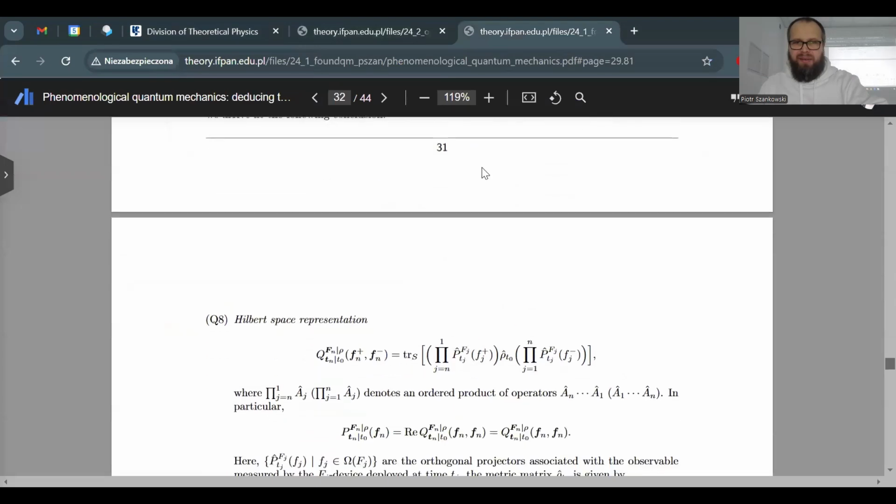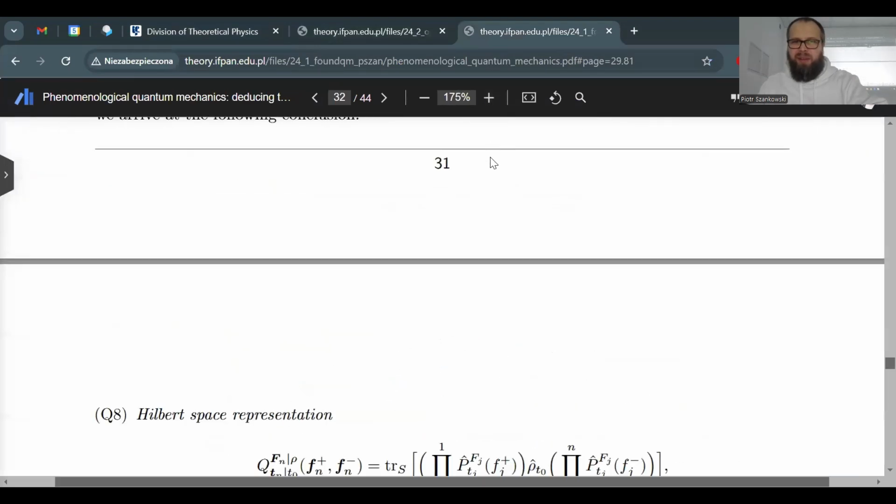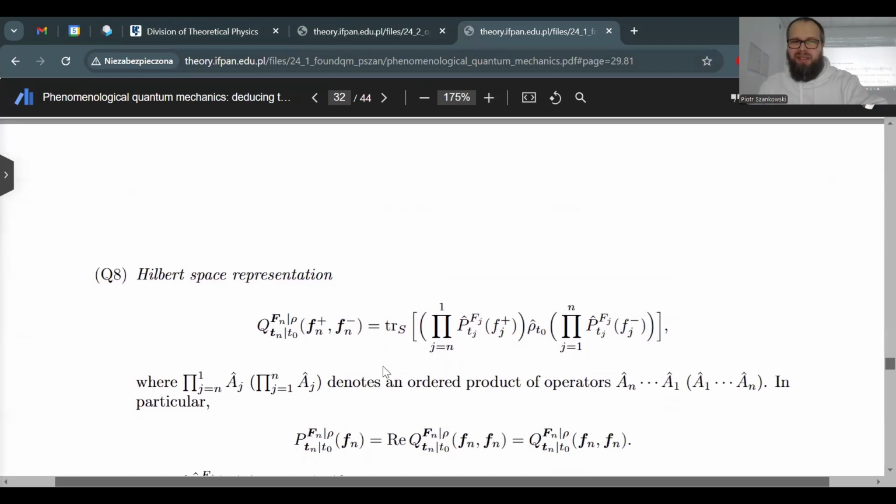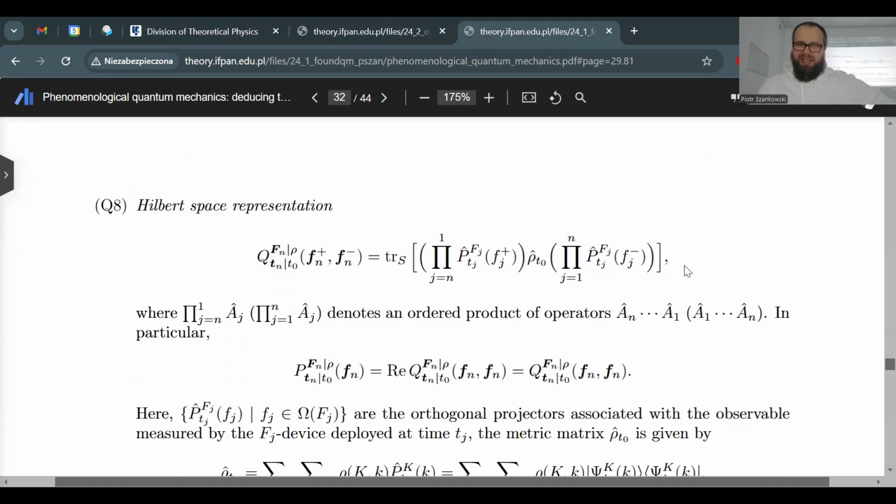Yeah, so we got our Hilbert space representation. The biprobability is given by this neat formula, right? We have an initial condition encoded in the density matrix in the middle, and we have a sequence of projection operators indexed by time that goes from T1 to Tn on the left side, and the opposite sequencing on the right side, right? The sequence F plus goes to the left side, F minus goes to the right side.